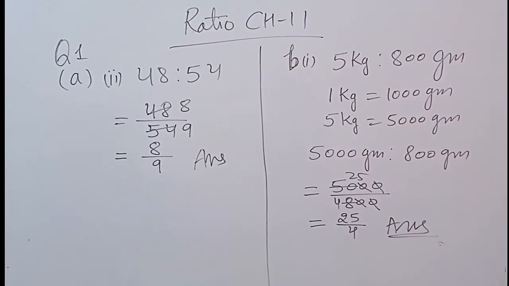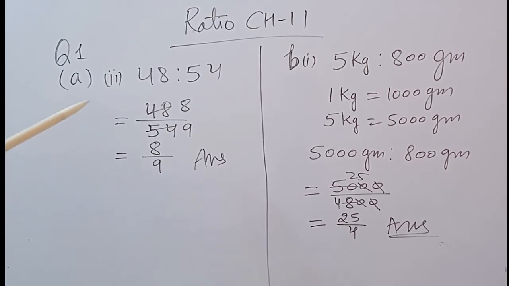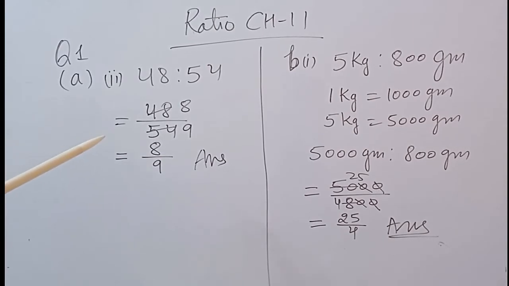Children, now I am taking question number 1, A part, and the second part of the A, that is, we have to write the ratio in the simplest form, and we have the ratio that is 48 ratio 54. First write in the fraction form, that is 48 upon 54, and just find out the common factor, that is 6. So 6 8s are 48 and 6 9s are 54. So 8 upon 9 is the simplest form of 48 ratio 54.